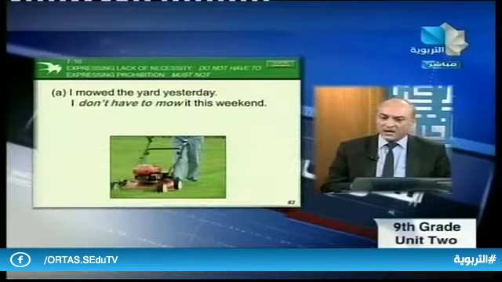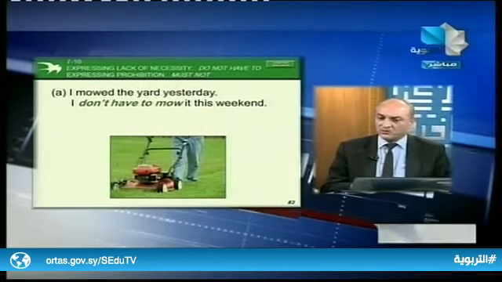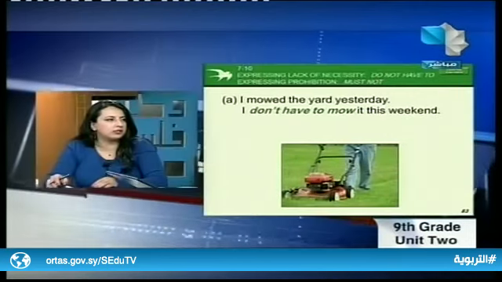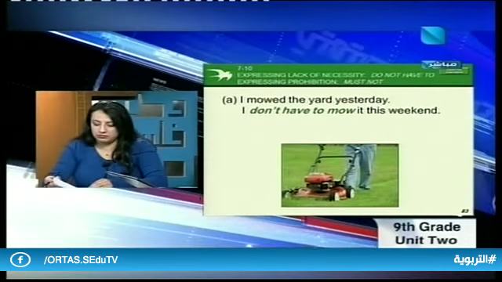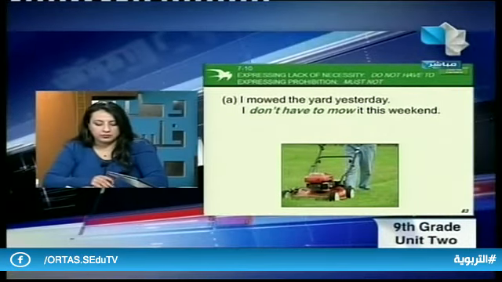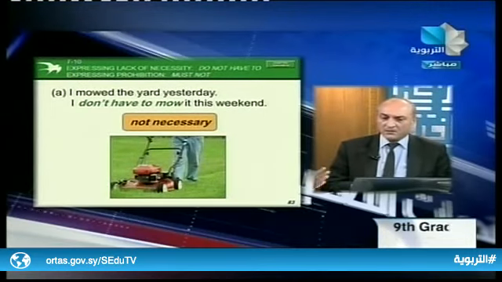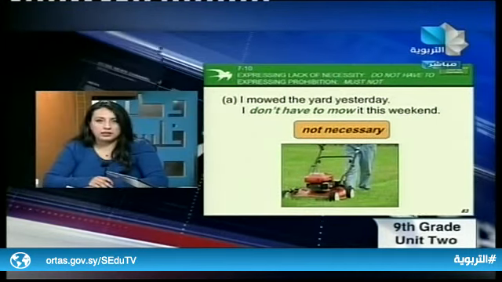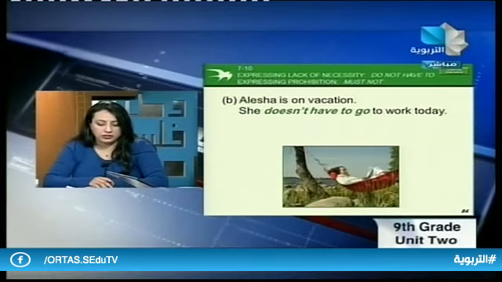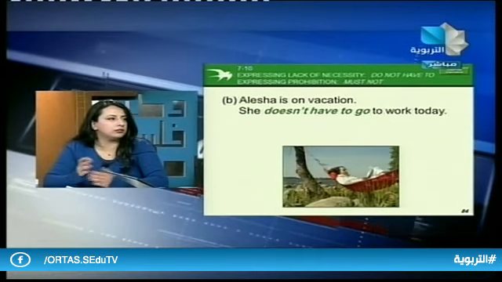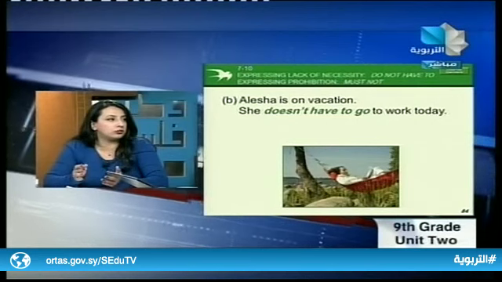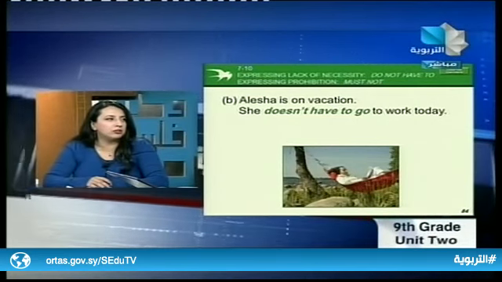I mowed the yard yesterday. I don't have to mow this way today because I did that yesterday. So it's not necessary, no need for that today. I don't have to: lack of necessity. It's not necessary, but you can do it if you like to. Alisha is on vacation. She doesn't have to go to work today. If she likes to go to work on vacation, it's up to her. No need, no necessity.